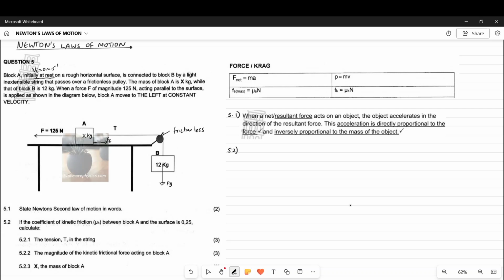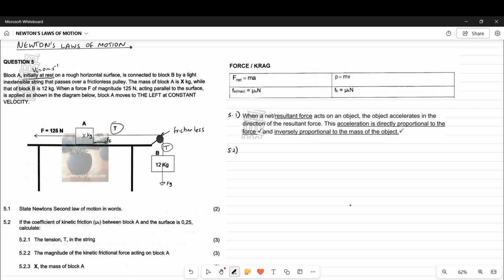And remember, block B cannot have a normal force because this block B is not on a surface on top of something. For example, if it was on top of the table, it would have had a normal force. This block B is just hanging by itself, so it won't have a normal force. So the only forces over here will be Fg and tension, right? This T over here is the same T as that.